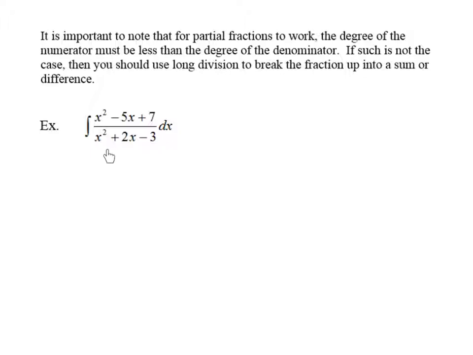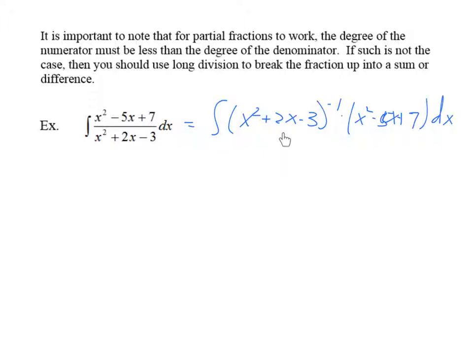First of all, I would take a look at it and see, can I use the natural log rule? Look at my denominator. We could even rewrite it here as the integral of x squared plus 2x minus 3 to the negative 1 times x squared minus 5x plus 7. Let's make that look more like a 5 dx. But I don't think we're going to have any luck because our derivative would be 2x plus 2, and there's no way we're getting that. Okay, so scratch that option out.